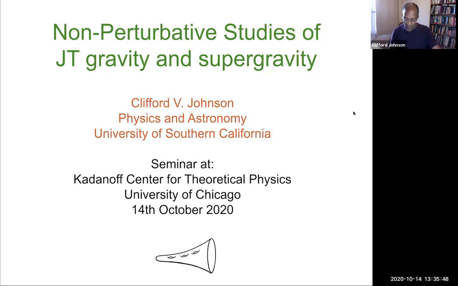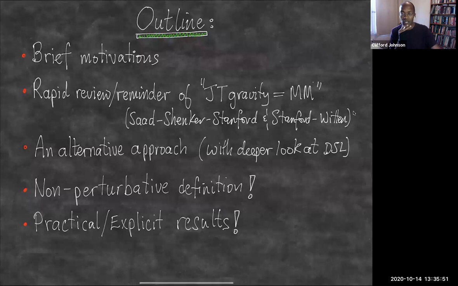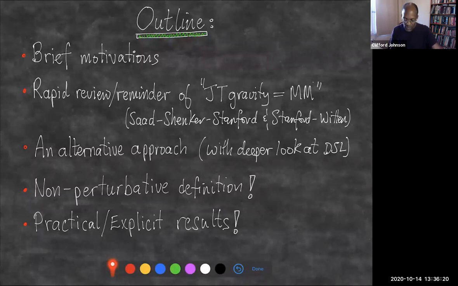Okay, so I'm going to skip some of the details of the motivations. I did that in the last 15 minutes with a smaller group comprised of some of the students and postdocs. But let me tell you briefly what I'm going to try and do. So there will be some brief motivations, and I rapidly want to get to what is a very important result, I would say, in the last couple of years, which is this connection between JT gravity and matrix models.